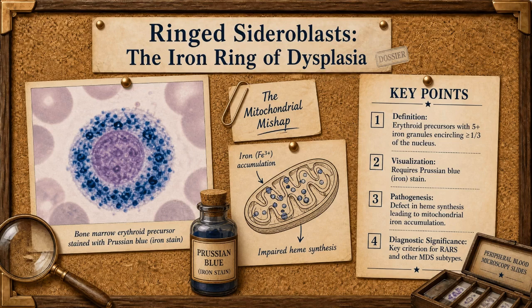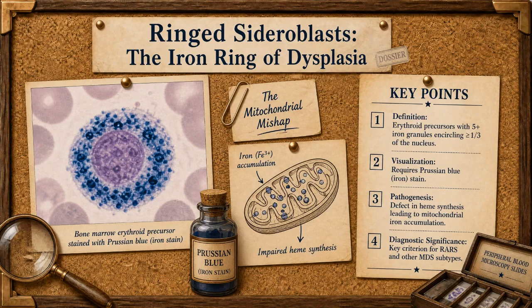Now, you won't see these on a routine Romanowsky stain. To visualize these iron granules, you absolutely need a special iron stain, specifically the Prussian blue stain. This stain reacts with non-heme iron, turning it blue, making these granules clearly visible.